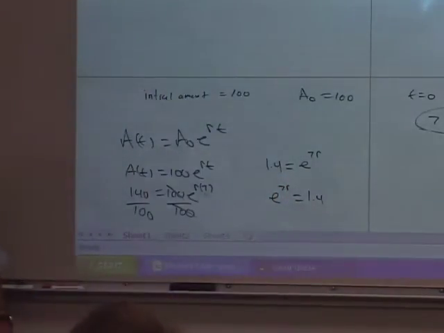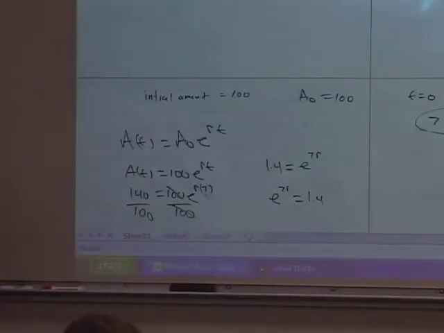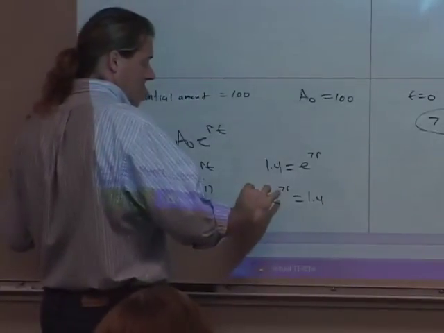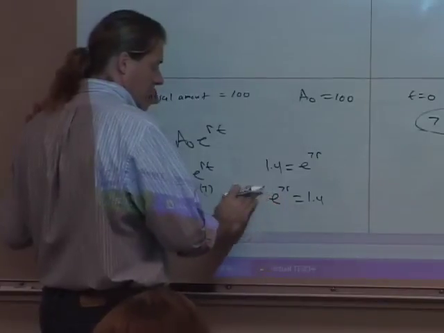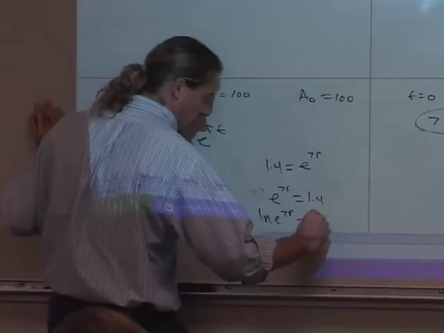You guys okay with that? Yeah. Because equality is what? Inverse. I'll just let you think about that. How do I solve for r? Take the natural log of both sides. ln of e to the 7r is ln of 1.4.